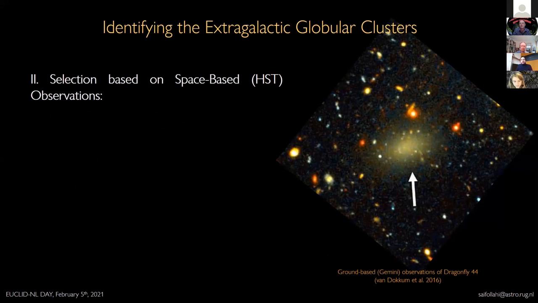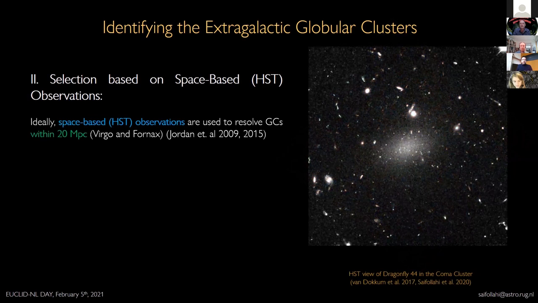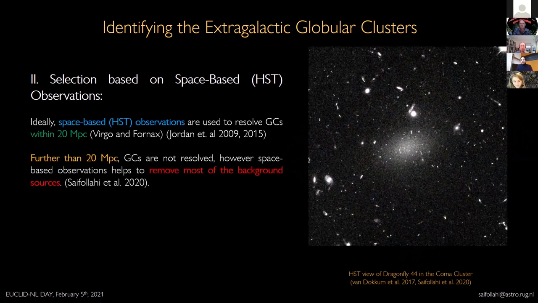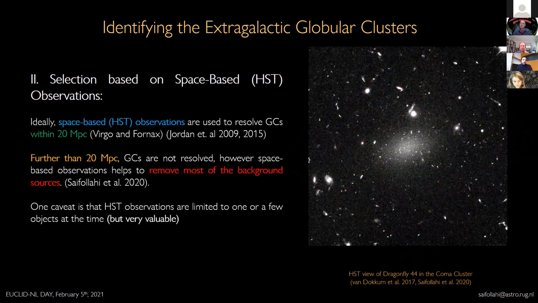Then some other works try to go to space, since from the ground resolving a globular cluster is not really possible. But from space, you can resolve them up to 20 megaparsec, and even further than 20 megaparsec, they might be less resolved or even unresolved, but you can still separate them from slightly resolved background galaxies.